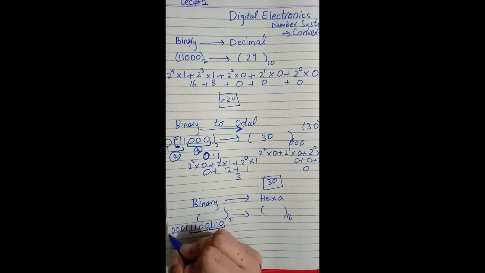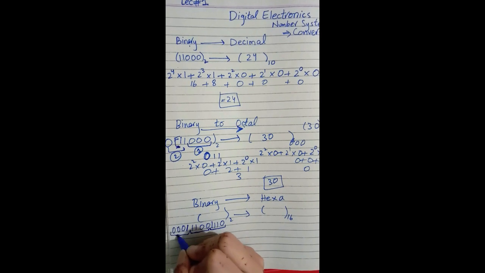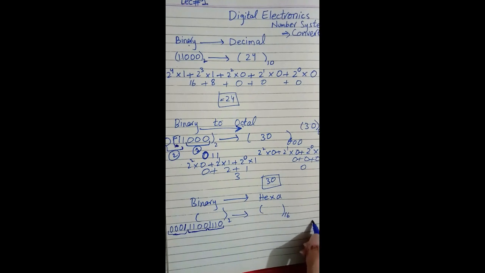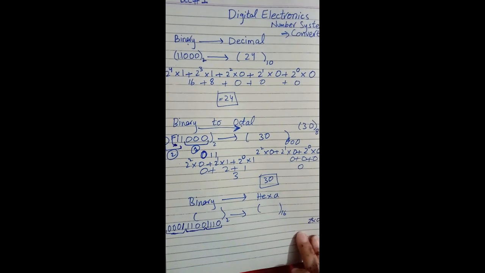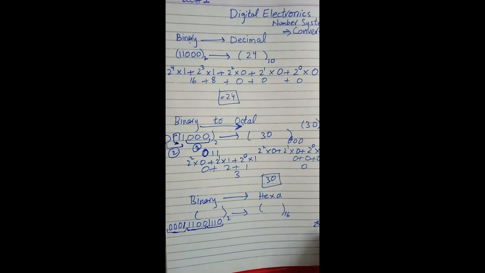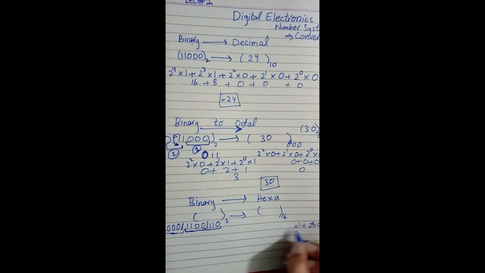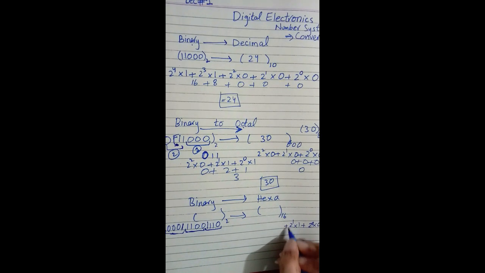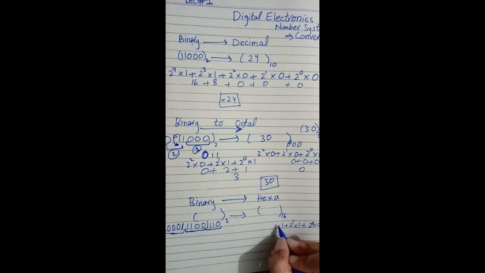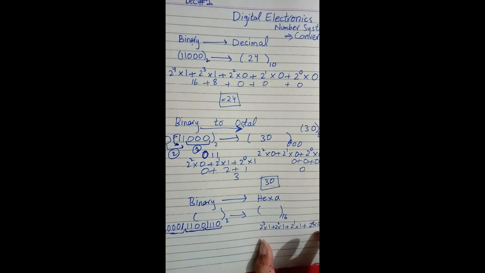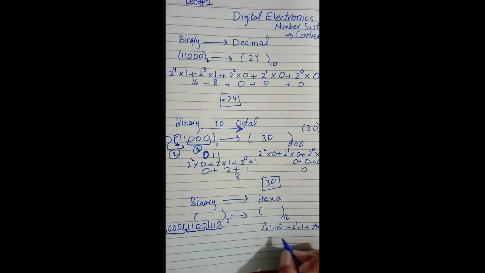The method is the same, the method of multiplication. So 2 raised to power 0 multiplied by 0, and then plus 1 multiplied by 2 raised to power 1, plus the next one multiplied by 2 raised to power 2, plus 1 multiplied by 2 raised to power 3. This is our first set. Its answer is plus 2 plus 0, that is 14.